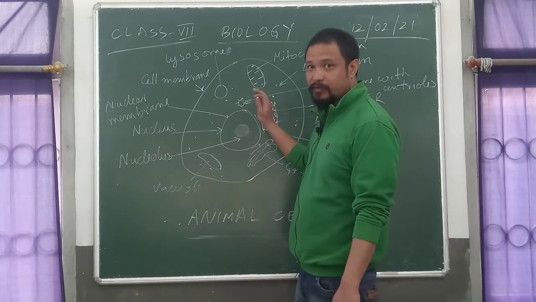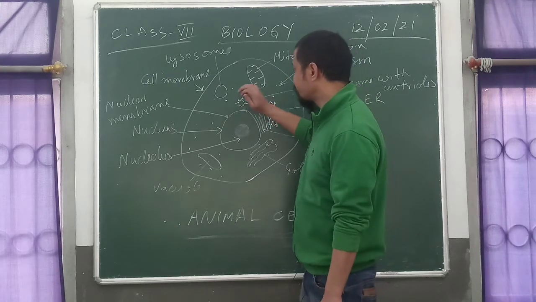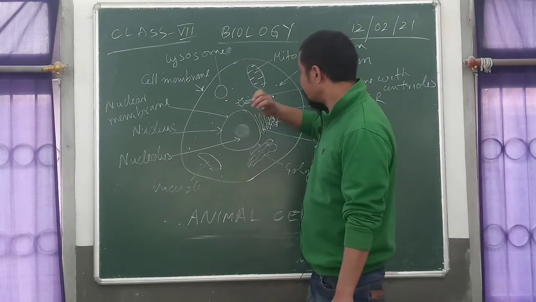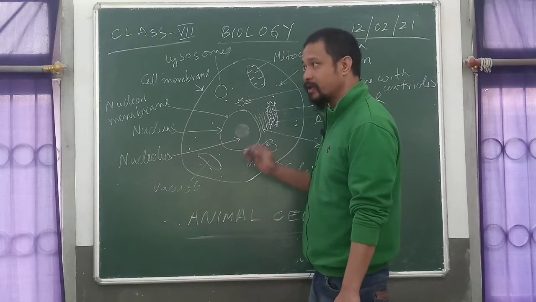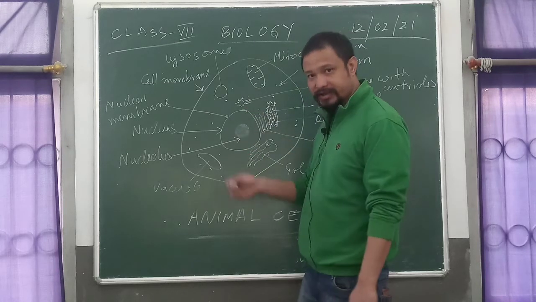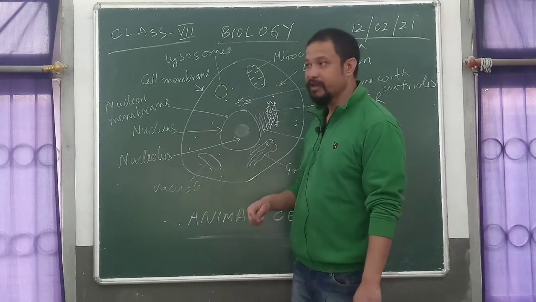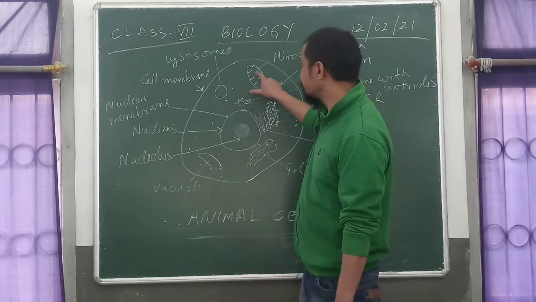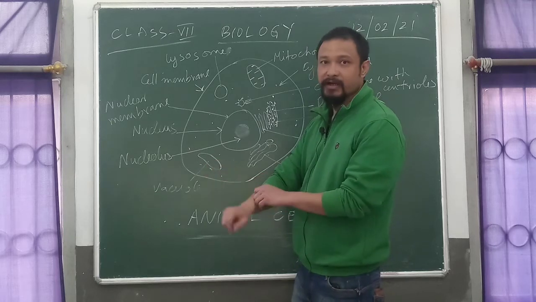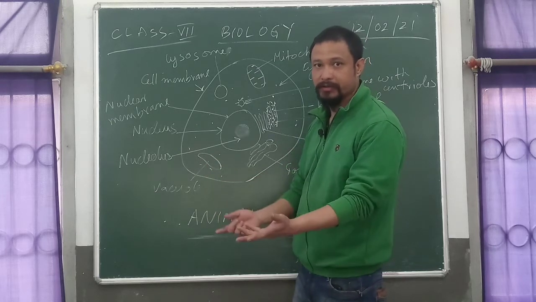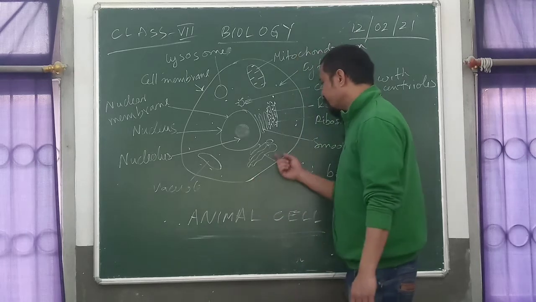Like in the plant cell, we have the cell wall. We don't have the cell wall here, and the cell membrane is there. As I told you, it's a selectively permeable membrane that only allows certain materials to come in and go out. Because the animal cell doesn't have a cell wall, you can feel your own skin. It's not hard, right? Because it consists of only a cell membrane.